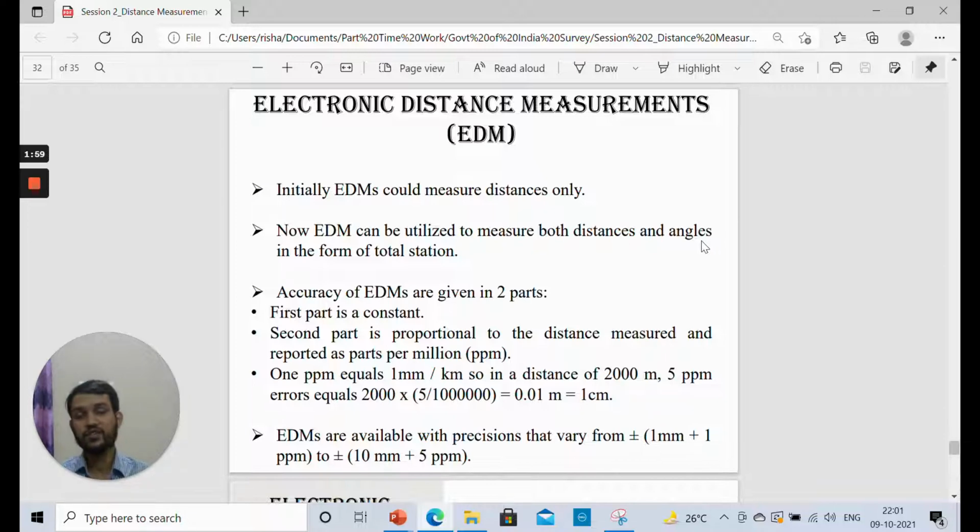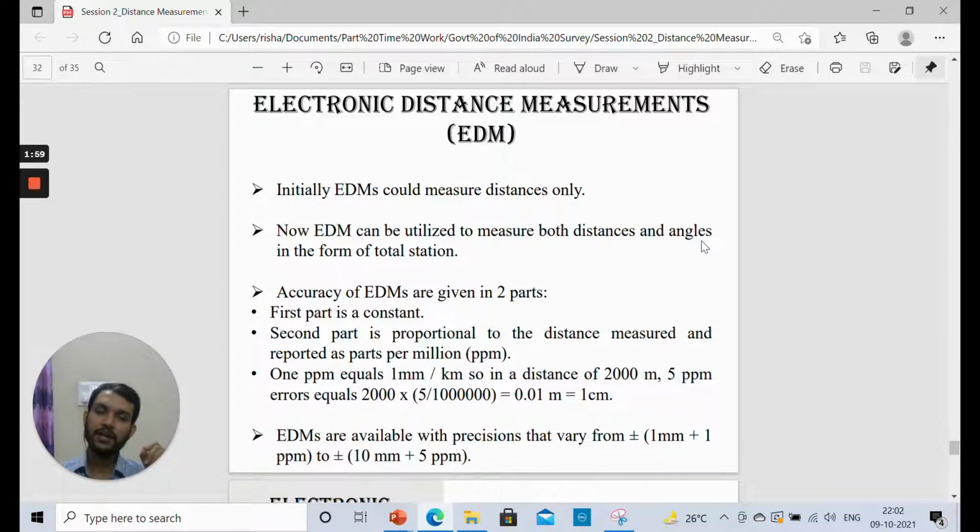It means that if we are measuring a distance of 2000 meter, and it is given that this instrument has an accuracy of 5 ppm, then in every 1 million, 5 parts of error will occur. So the accuracy is 5 upon 1 million, means 10 lakh.